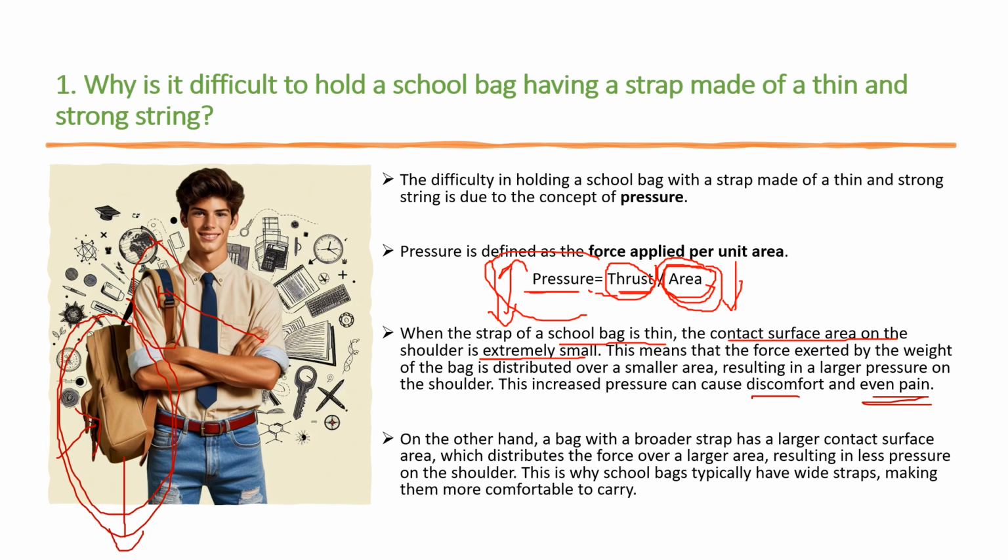This is why some kids have to feel the pain, right? Not good. On the other hand, a bag with a broader strap, this is an example of a broader strap, has a larger contact surface. Now thrust per area, pressure, is less. The weight of the bag still remains the same, but the pressure on the shoulder is lesser, which distributes the force over a larger area. This is why school bags typically have wider straps, like this. This is an example of it.